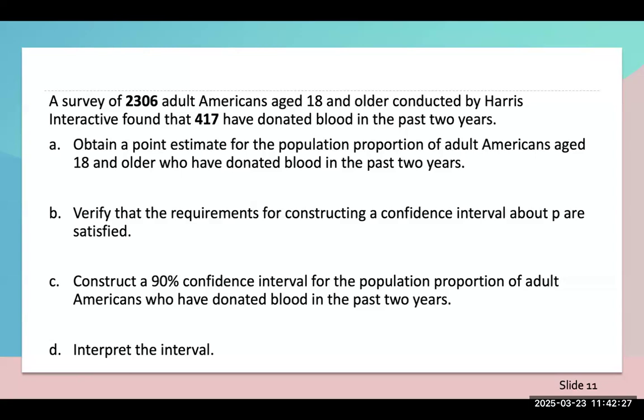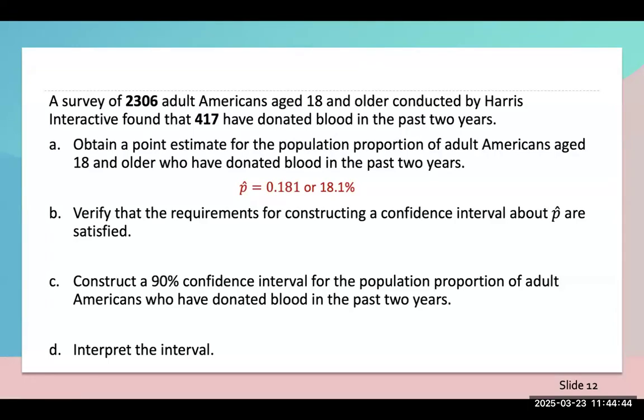A survey of 2,306 adult Americans aged 18 and older, conducted by Harris Interactive, found that 417 of those adults had donated blood in the past 2 years. First part, and I want you to pause the video, is I want you to obtain a point estimate for the population proportion of adult Americans aged 18 and older who have donated blood in the past 2 years. So I got 0.181, or about 18.1%. I just took 417 and divided by 2306.